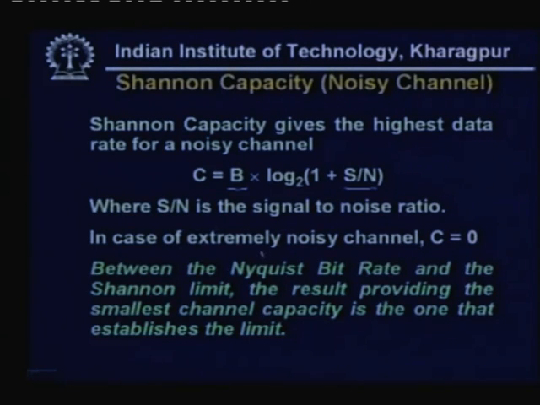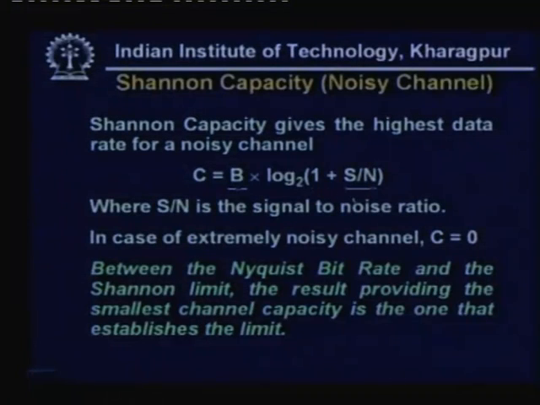So we find that in case of an extremely noisy channel, C is equal to 0. That means log 1 is equal to 0. Whenever we try to send data through a very noisy channel, irrespective of its bandwidth, we may not be able to send any data because of this fact. If the noise level is very high compared to the signal level, then we cannot send any data through it. That means channel capacity is 0.